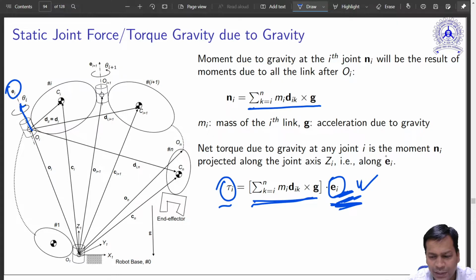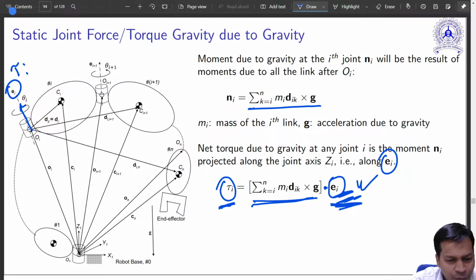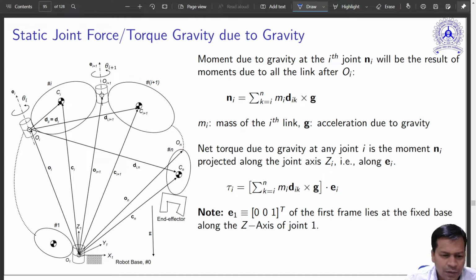Over here, ei is the axis of rotation. So the dot product is nothing but a technique of projecting a vector along that direction. So that is the total torque that acts, tau i. This is tau i, and this is because of all the masses that come after this. Now for the first one it will be E1, so it will be 0 0 1.